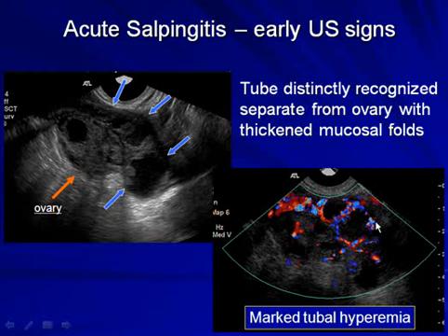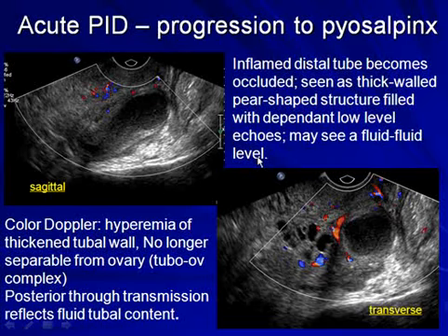Very important to turn on the color Doppler, because before the tube is visible, we may still be able to pick up marked tubal hyperemia, and that is occasionally the only clue to an early salpingitis. As this disease progresses, the tube fills with inflammatory fluid or pus, and the distal end becomes obstructed. So with obstruction of the distal end, the fallopian tube becomes more dilated, and it is seen as a thick-walled, pear-shaped structure filled with dependent low-level echoes. Occasionally one may see a fluid level.